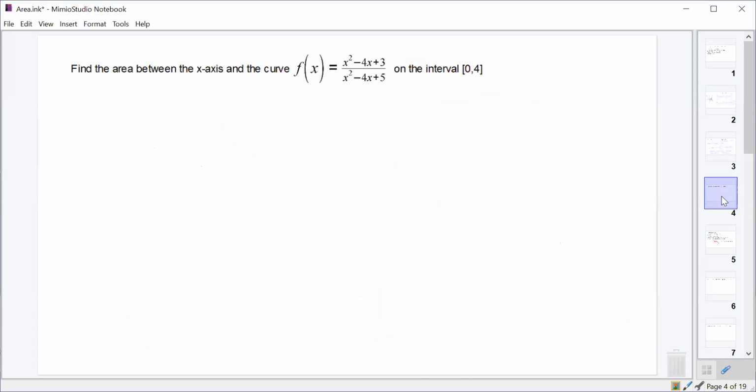All right, how are we going to find the area between the x-axis and the curve for this one on the interval from 0 to 4? First, what do we need to figure out? We need to figure out when it's got x-intercepts. How do we figure out when this has x-intercepts?